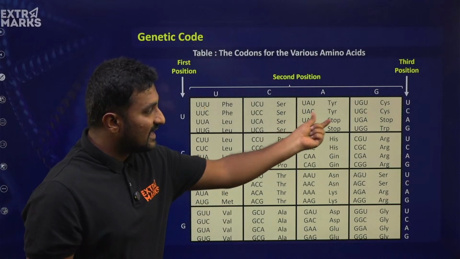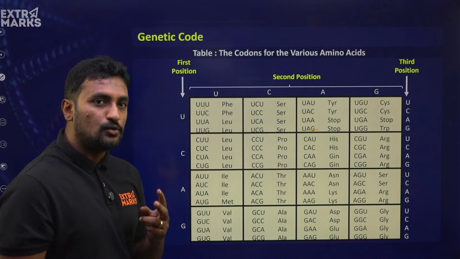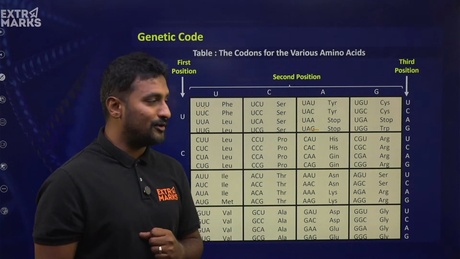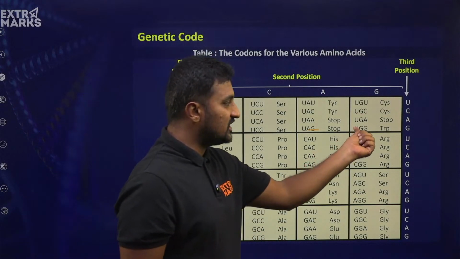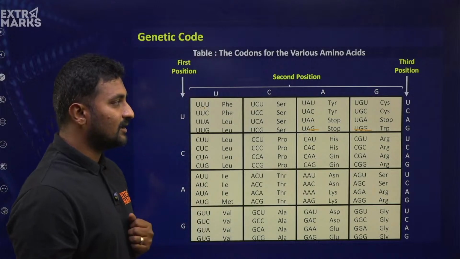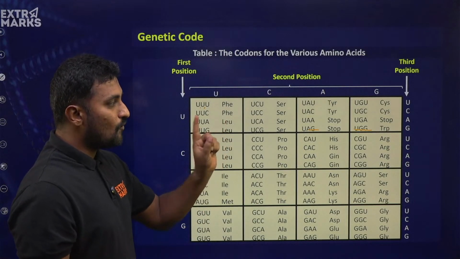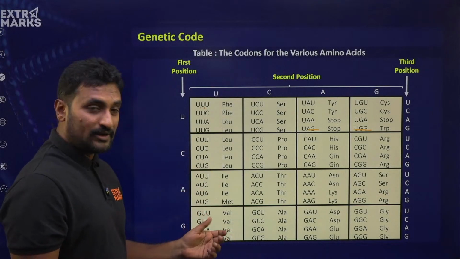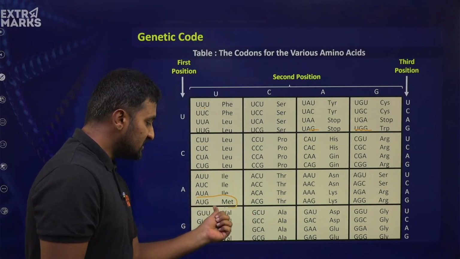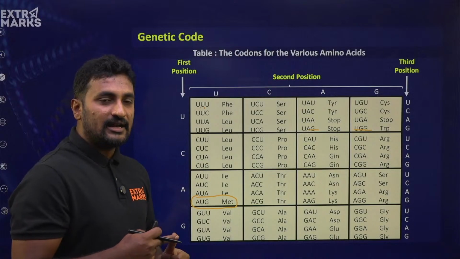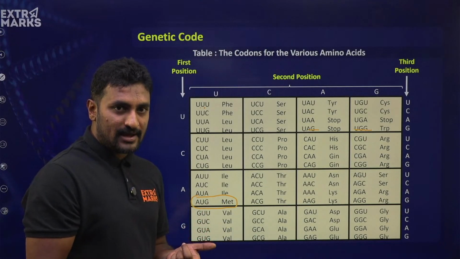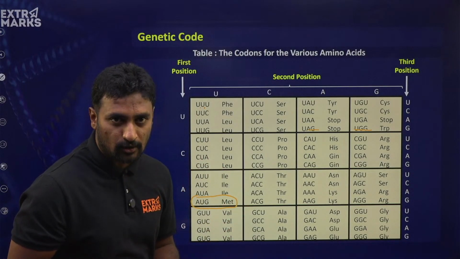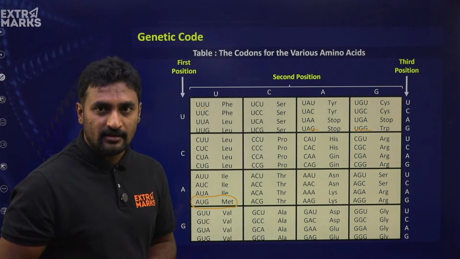In this, other than these 3 stop codons, there are 2 other codons you need to remember from the exam point of view. One is UGG, which codes for tryptophan, because only one codon codes for it. And next is methionine, which is AUG, which has a dual function. One, it produces methionine as an amino acid. Second, it also acts as a start codon. That's why we call it a dual function.